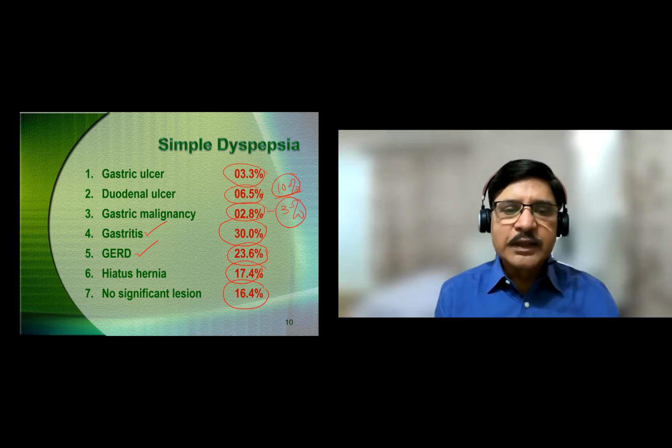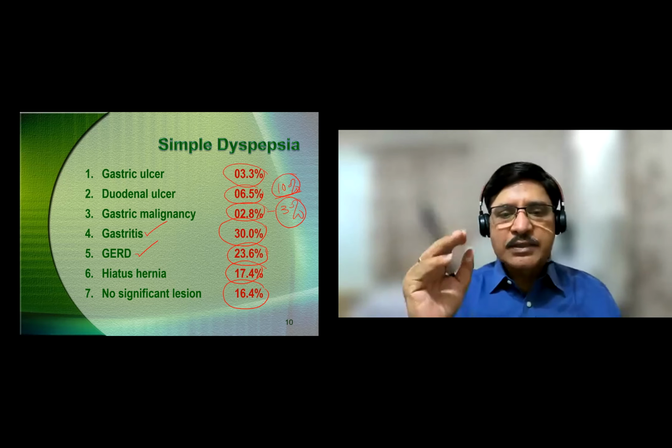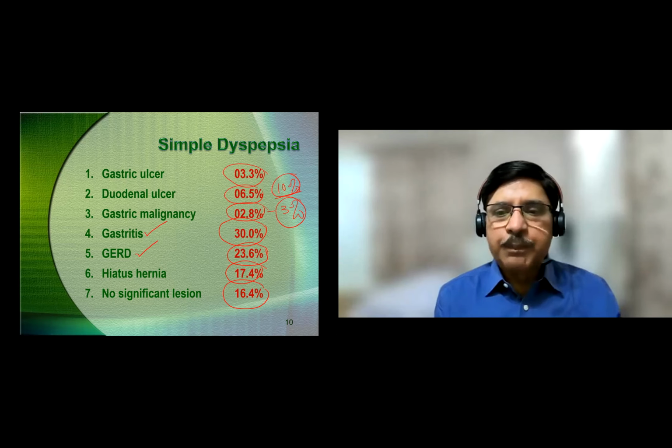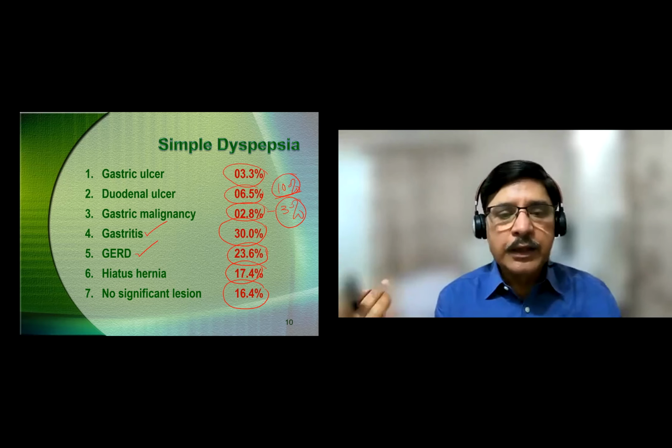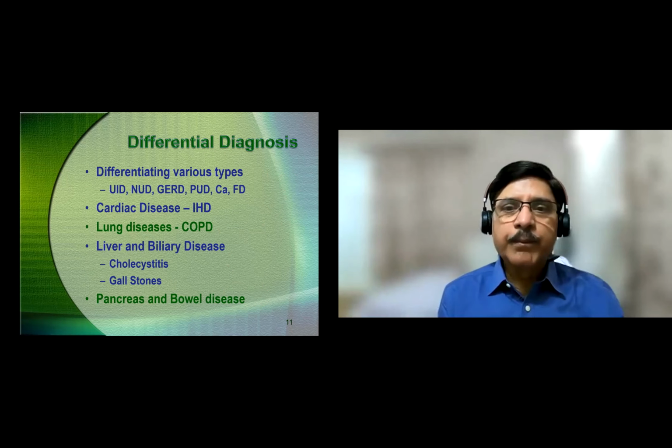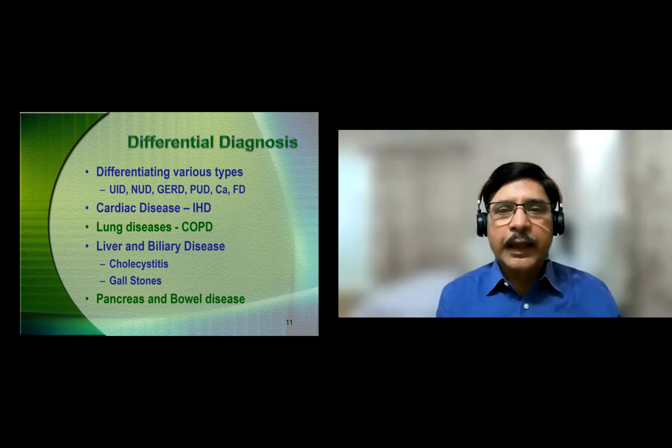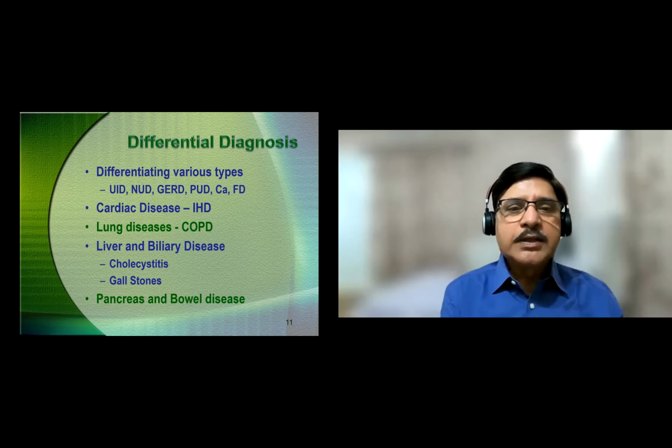That is the whole story of today's presentation. Don't dub it as gastritis or reflux. It may be malignancy, 3%. It may be an ulcer disease, 10%. And it may be hiatus hernia in 18%. That is what I wanted to know. Okay. So the differential diagnosis of these symptoms, the various types of dyspepsia, we need to differentiate them.